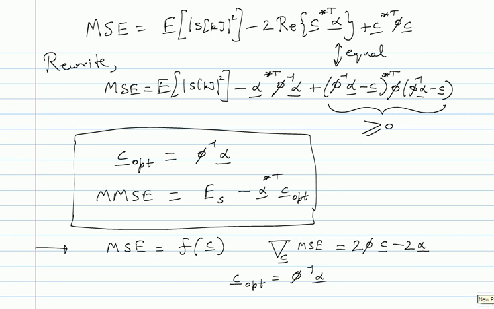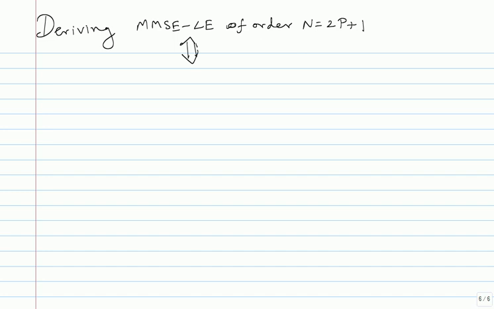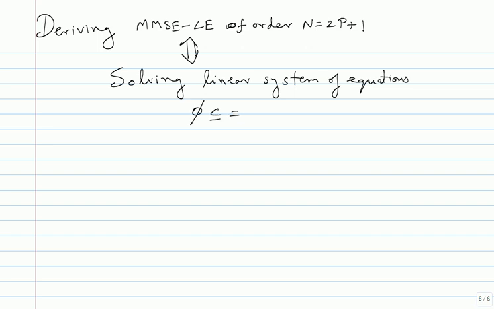So let me quickly summarize what's going to happen here. If you want to derive the optimal constrained complexity linear MMSE equalizer, that's what we're trying to derive. So deriving the MMSE linear equalizer of order n, where n equals 2p plus 1, is basically equivalent to solving a linear system of equations. It's simple enough to see this. And that's basically given by phi times c equals alpha.